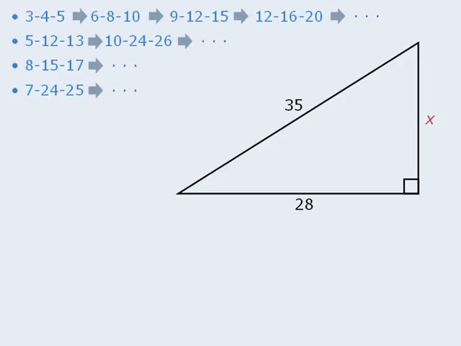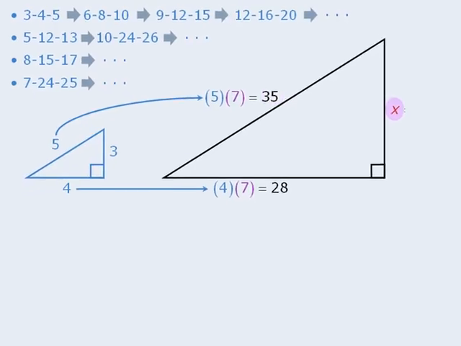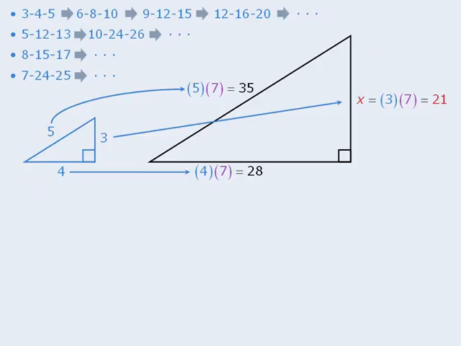This triangle appears to be a multiple of a 3, 4, 5 right triangle. Notice that this side is 7 times as long as the side with length 4, and this side is 7 times as long as the side with length 5. So we can see that this big triangle here is 7 times as large as the 3, 4, 5 triangle. As such, the last side will be 7 times as long as the side with length 3. So the missing side has length 21.